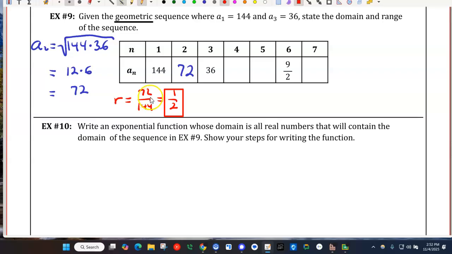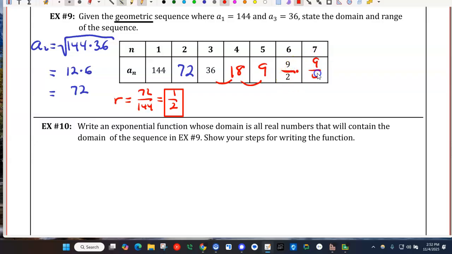So same ratio as last one, just with a different starting number. So we got half of 144 is 72, half of 72 is 36. What is half of 36? And what is half of that? And half of 9 is just 9 over 2. And what is half of 9 over 2?